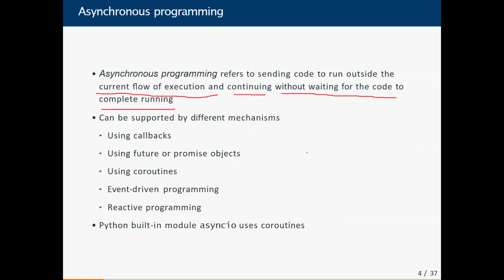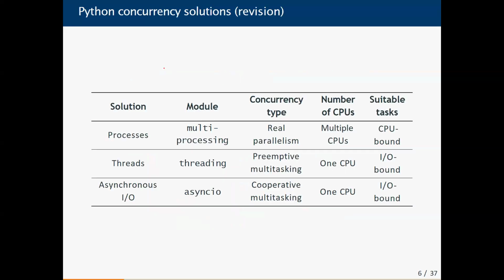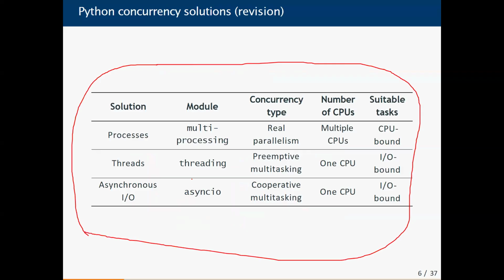Here are some concepts of it. Asynchronous programming can be supported by different mechanisms. We are talking about coroutines in this class, and later we are going to talk about the built-in module of asynchronous I/O. Here I've just explained the difference between subroutine and coroutine. If you still remember this table, I showed it at the beginning of this course, in the first or second lecture.